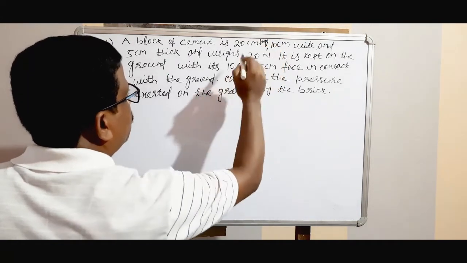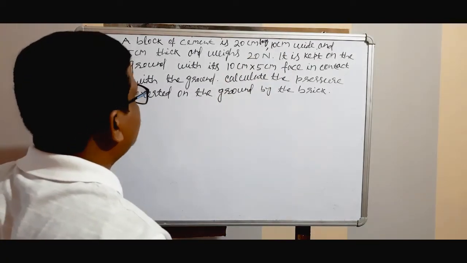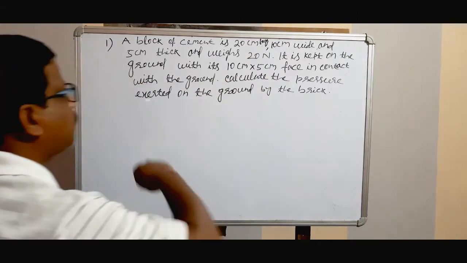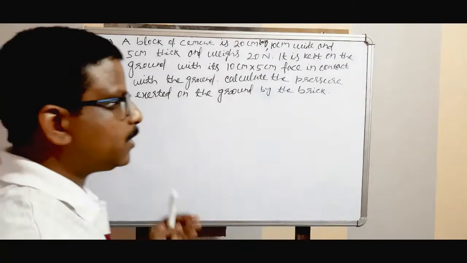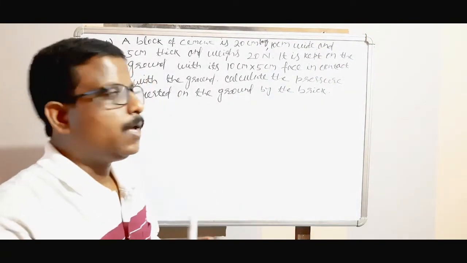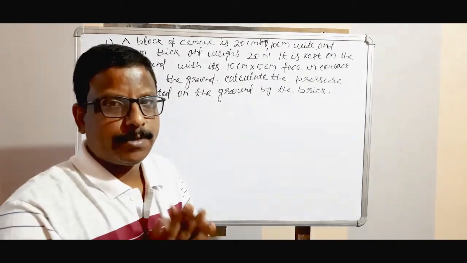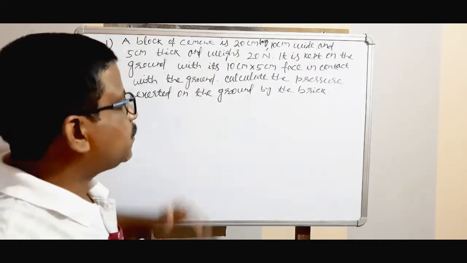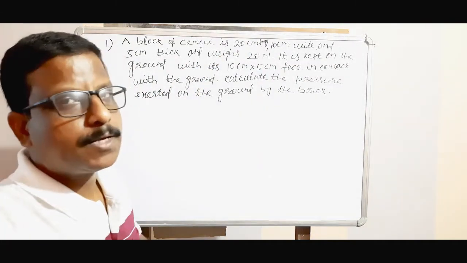20 centimeter long and 10 centimeter wide and 5 centimeter thick and weight is 20 Newton. The cement block has the length, breadth and height given. So it is a long question, but very easily you can do it.